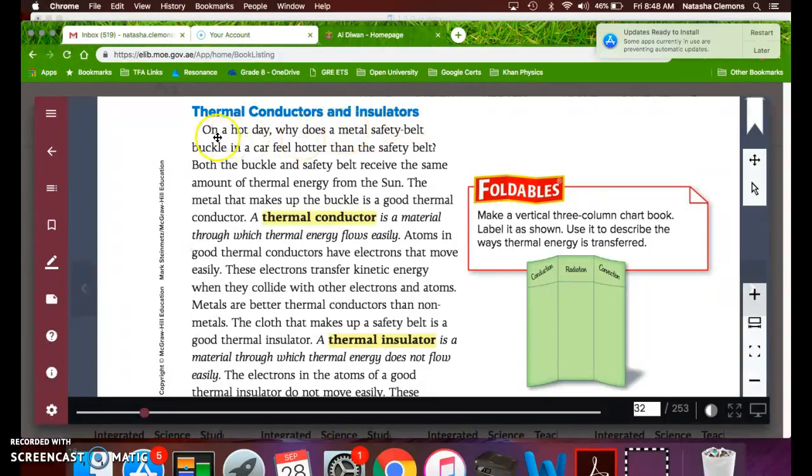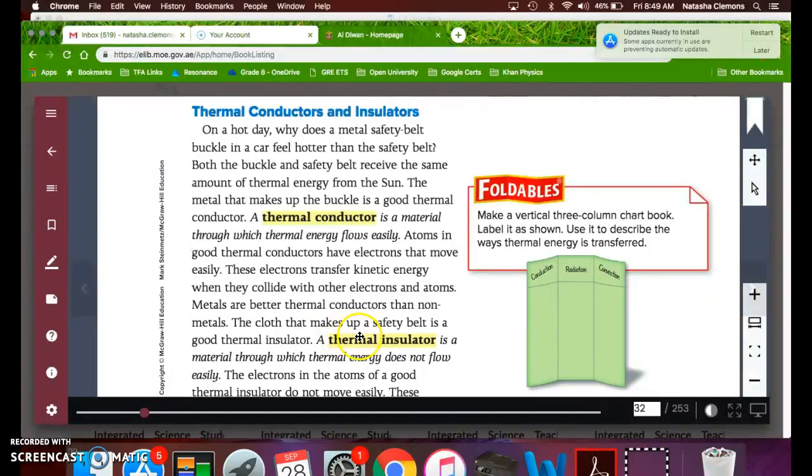Thermal conductors and insulators. On a hot day, why does a metal safety buckle in a car feel hotter than the safety belt? Both the buckle and the safety belt receive the same amount of thermal energy from the sun. The metal that makes up the buckle is a good thermal conductor. A thermal conductor is a material through which thermal energy flows easily. Atoms in good thermal conductors have electrons that move easily. These electrons transfer kinetic energy when they collide with other electrons and atoms. Metals are better thermal conductors than nonmetals.